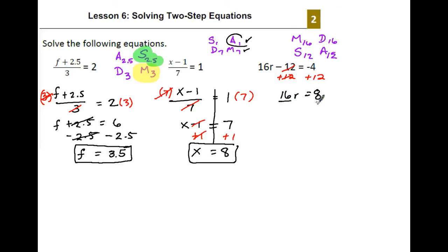And the last operation is to divide by 16. So we're going to go ahead and divide both sides by 16. The 16s on this side are going to cancel, and I have r isolated. r is going to equal 8 divided by 16, or in this case it's going to equal 1/2, and that would be our answer. And again, you can go back, plug it in, and verify that it equals negative 4 in the equation.